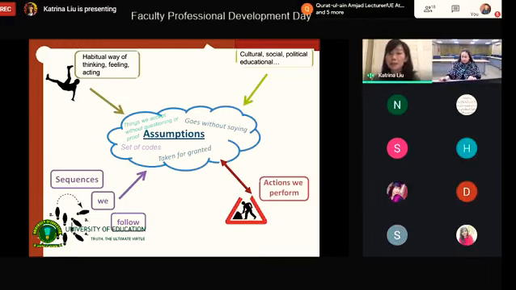And also, assumptions are not just personal. They're very cultural, social, political, educational. And assumptions are important. Why? Because they directly guide what we do, the actions we perform. And at the same time, the actions we perform oftentimes, again, reinforce the assumptions we have.